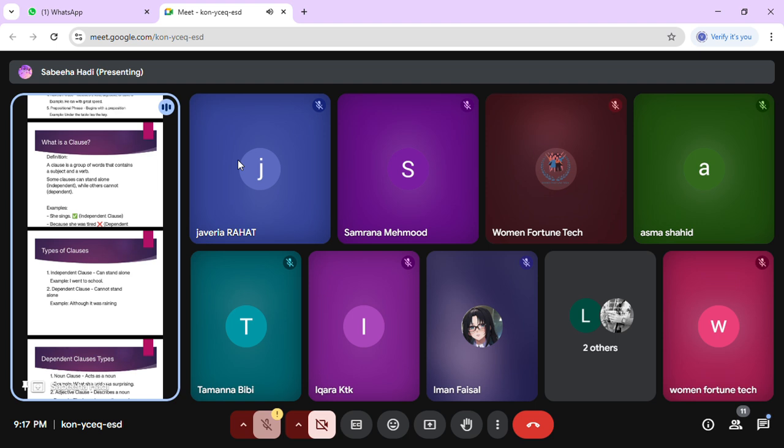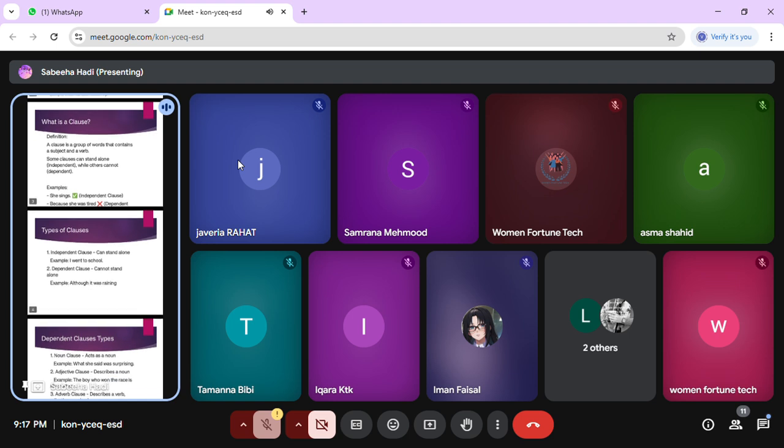The other one is: because she was tired. Because she was tired. So what? It doesn't give us a complete sense and a complete meaning. So it is a dependent clause. And we know that in a clause we have two things: subject and verb. A group of words which contains a subject and verb is called clause.